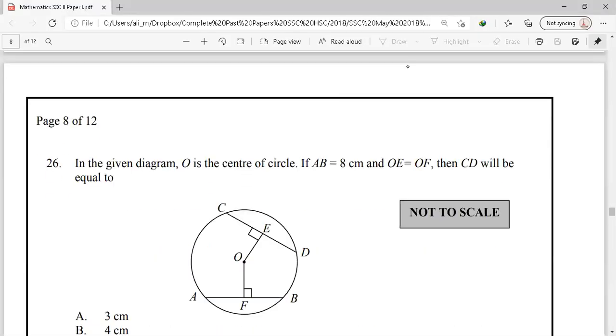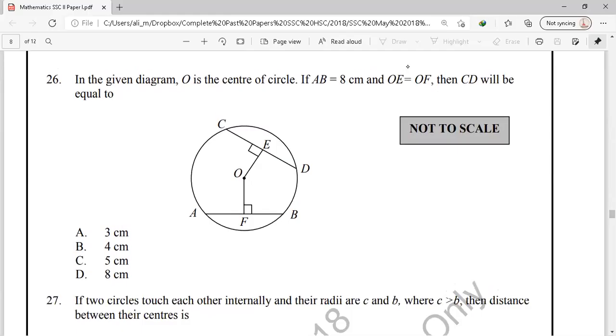Let's see question number 26. This question states that we have a given diagram in which a circle is given with a center O. We have a length AB equal to 8, and this AB is a chord. So this chord measurement is 8, and the perpendicular distance from the center to the chord makes 90 degrees. This means that this perpendicular would divide the chord into two equal parts. That means this is equal to 4 and this is equal to 4.